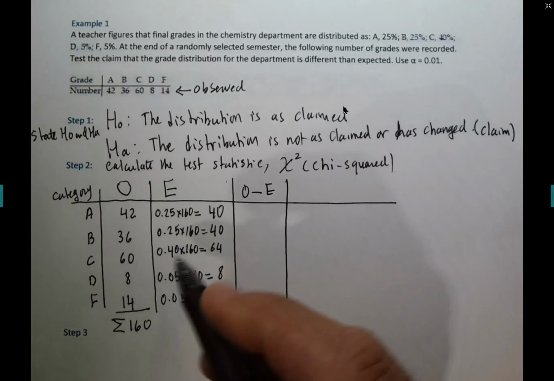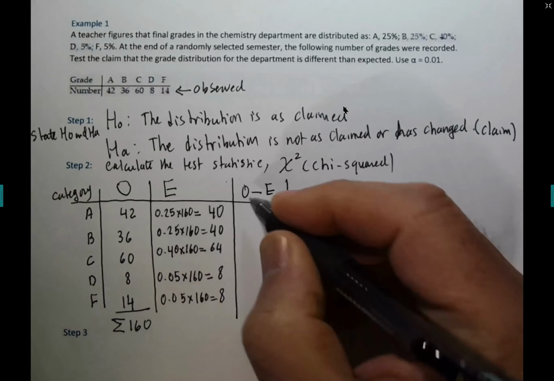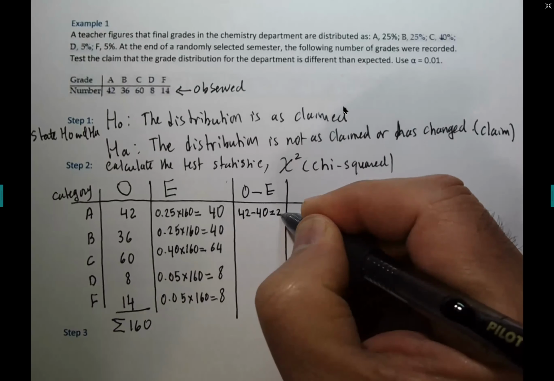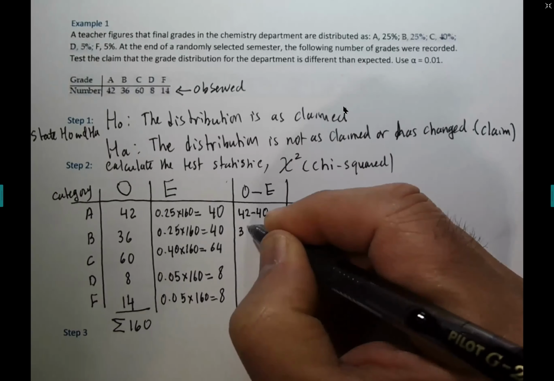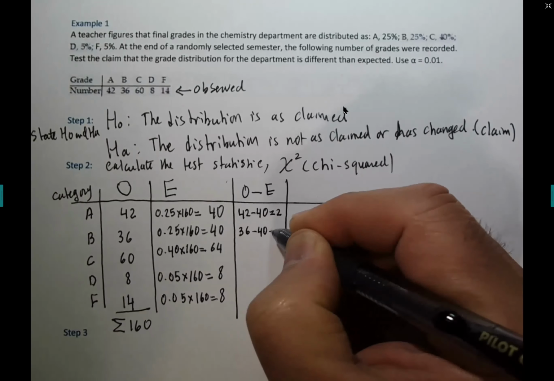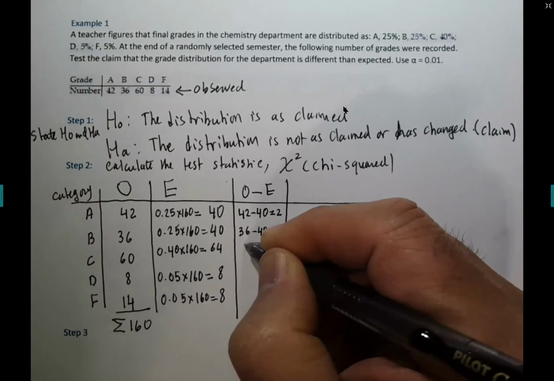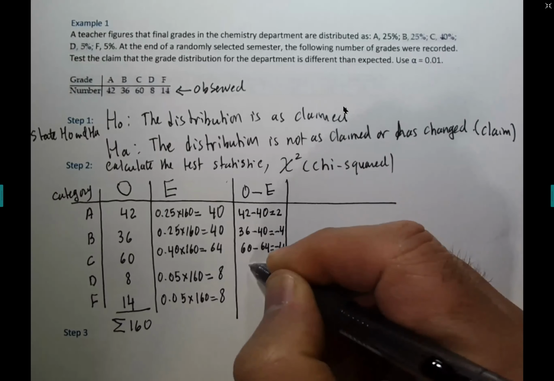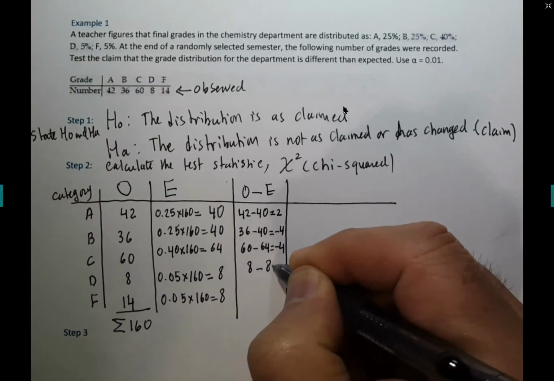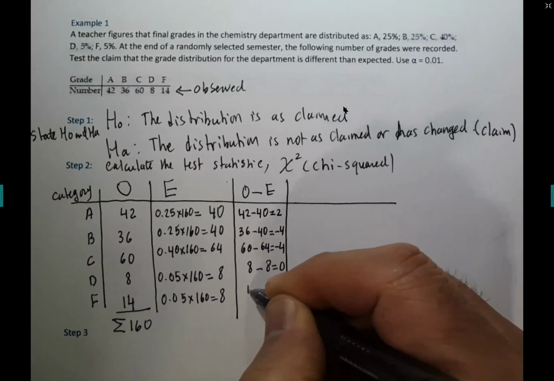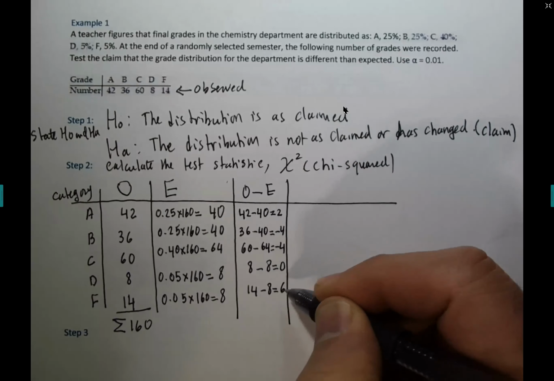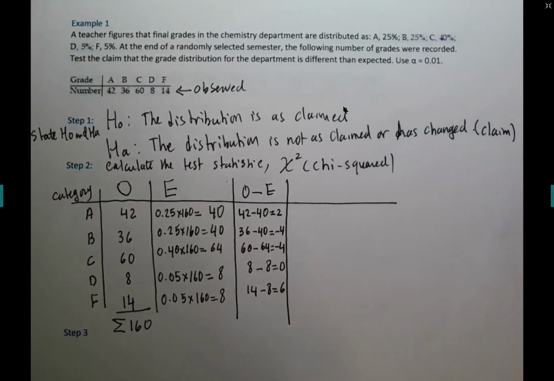Okay, 42 minus 40. I'm going to take my time with this, guys, just to see how we're doing this. 36 minus 40. 60 minus 64. 8 minus 8. 14 minus 8. Which is 6.